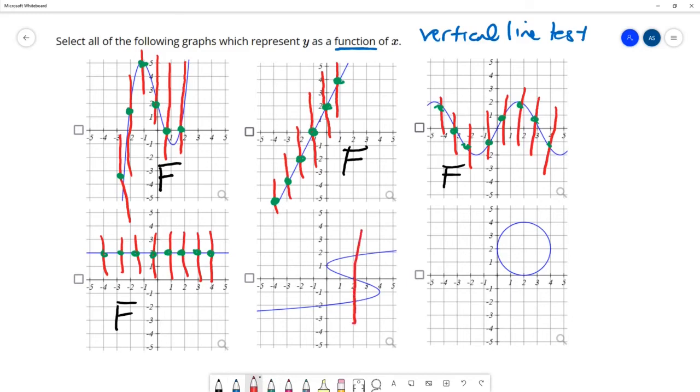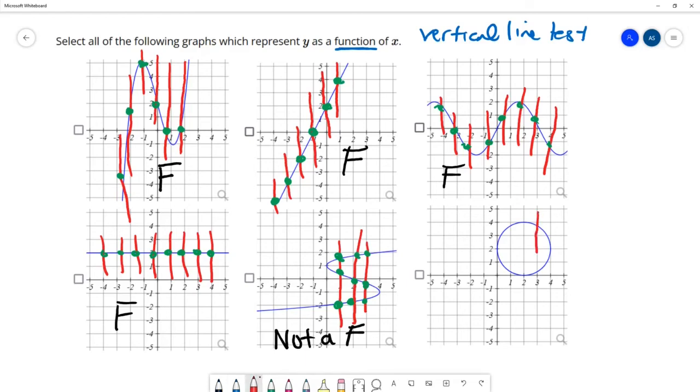Here, if I draw vertical lines on this middle section here, these vertical lines intersect the graph in more than one place. So here I have one x value with multiple y values. So this represents one x value with 3 different y values, and that violates the definition of a function. So this is not a function.